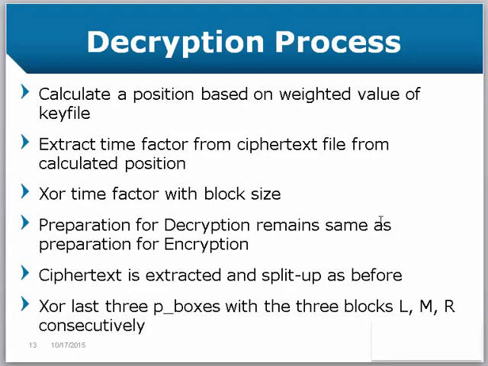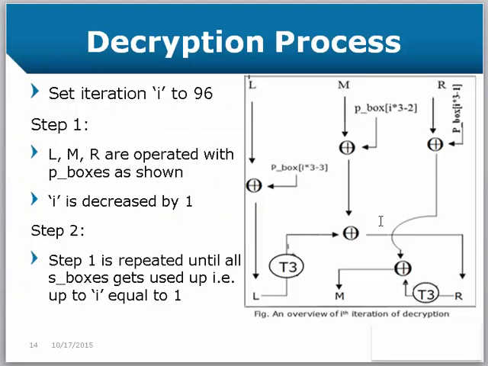The ciphertext is extracted and split up as before. XOR the last 3 P boxes with the 3 blocks L, M and R consecutively. Set iteration I to 96. L, M and R are operated with the P boxes as shown in the diagram. This is the reverse diagram of the ith operation of encryption. This is the reverse diagram, so it is used in decryption.